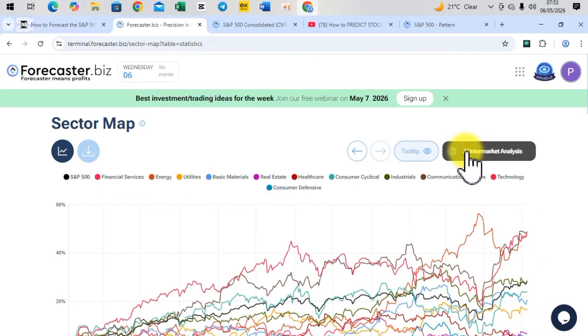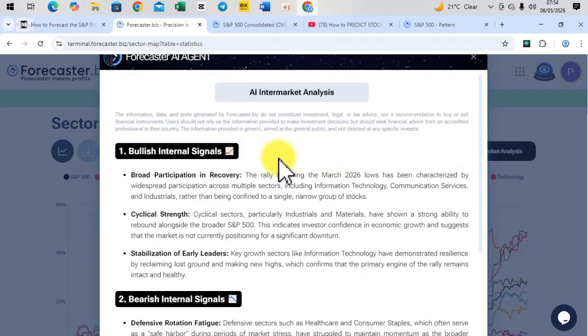So I promised to give you the conclusive idea about the AI intermarket analysis, and when you click on it, you're going to see a detailed explanation about what's going on around S&P 500. For example, the bullish internal signals, broad participation in recovery. The rally following the March 2026 lows has been characterized by widespread participation across multiple sectors, including information technology, communication services, and industrials, rather than being confined to a single narrow group of investors. Cyclical strength, stabilization of leaders.